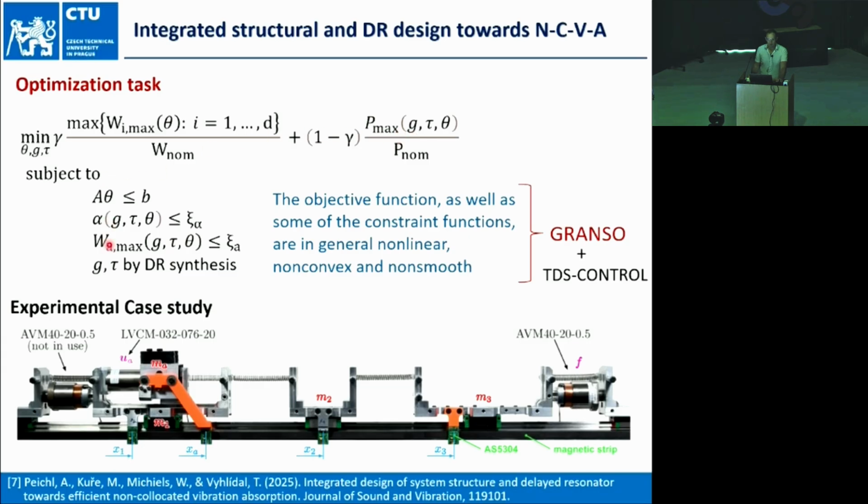And of course we have some constraints on parameter ranges. Then we have constraints on stability, fatigue and the absorber, and of course we want the ideal vibration suppression. If you look at the optimization problem, it's not very nice. Non-linear, non-smooth.